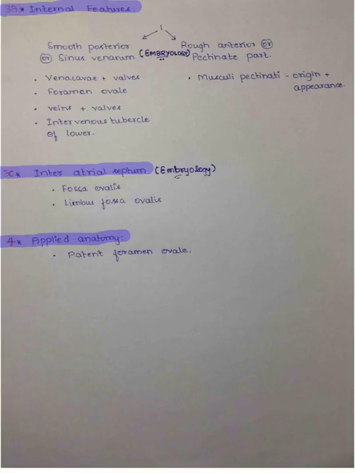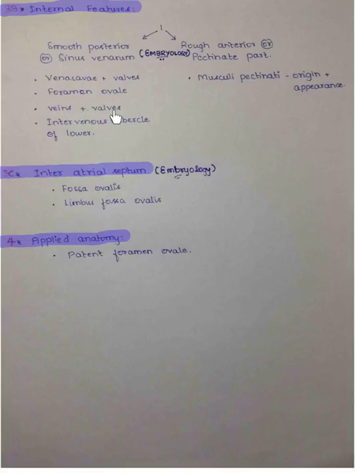There is a foramen ovale. It is through this that the blood coming from the superior vena cava will flow from the right atrium to the left atrium, and it is through the foramen ovale, which is formed by the septum primum and septum secundum.